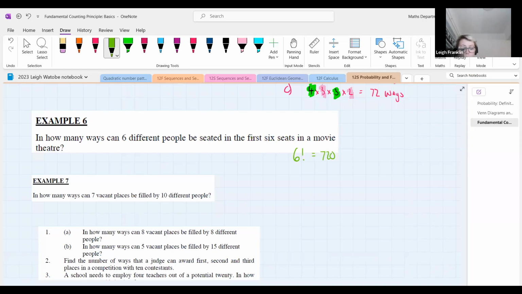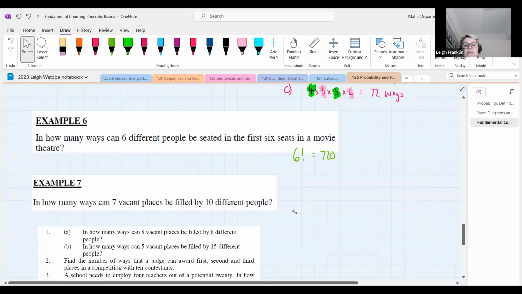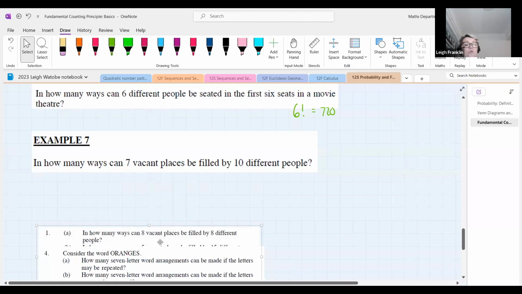But what happens if we have more people and fewer places, like we have in example number 7? So now we want to fill 7 vacant places, but we've got 10 people. Can we still do the same thing that we did in example 6 and simply just say 10 factorial? Can we do that?